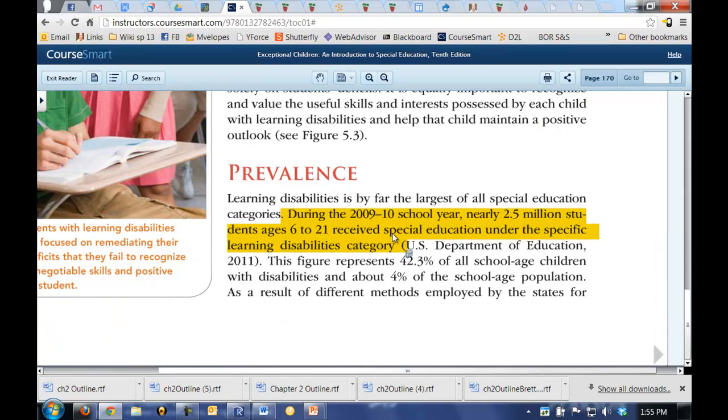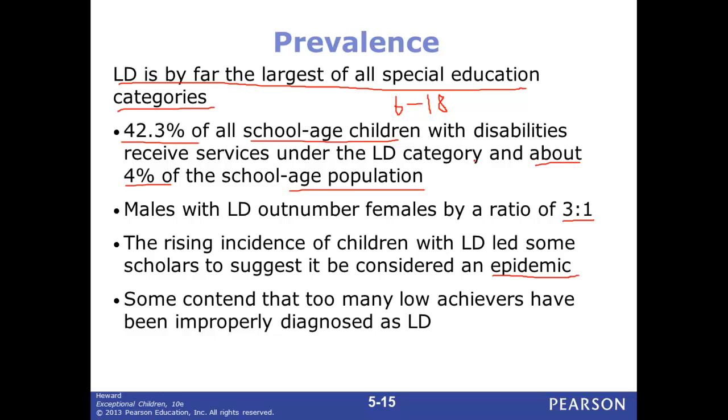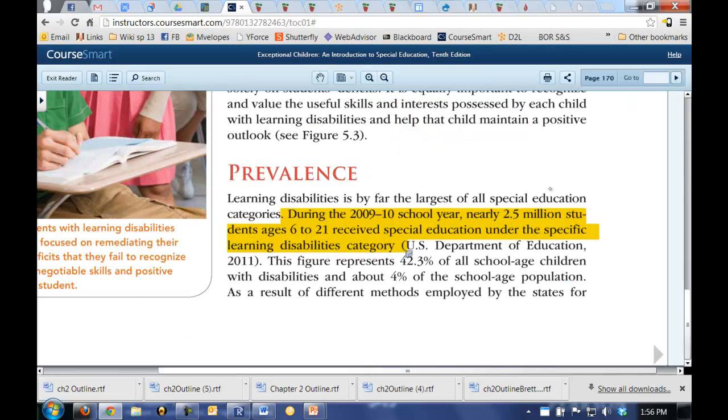So here's the first thing you're going to bring in: in the 2009-10 school year, nearly 2.5 million students ages 6 to 21 received services under this category. So bring that in here. Let's make this number 12, I believe. And that thing from the textbook: 2009-10 school year, nearly 2.5 million students aged 6 to 21 had learning disabilities. This other stuff you had.